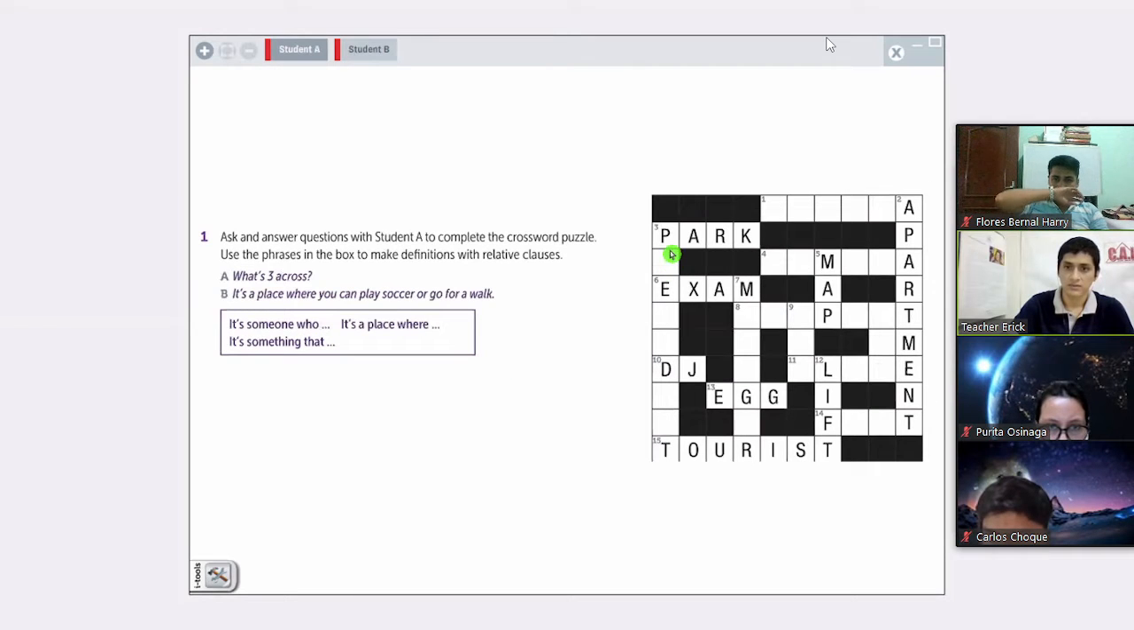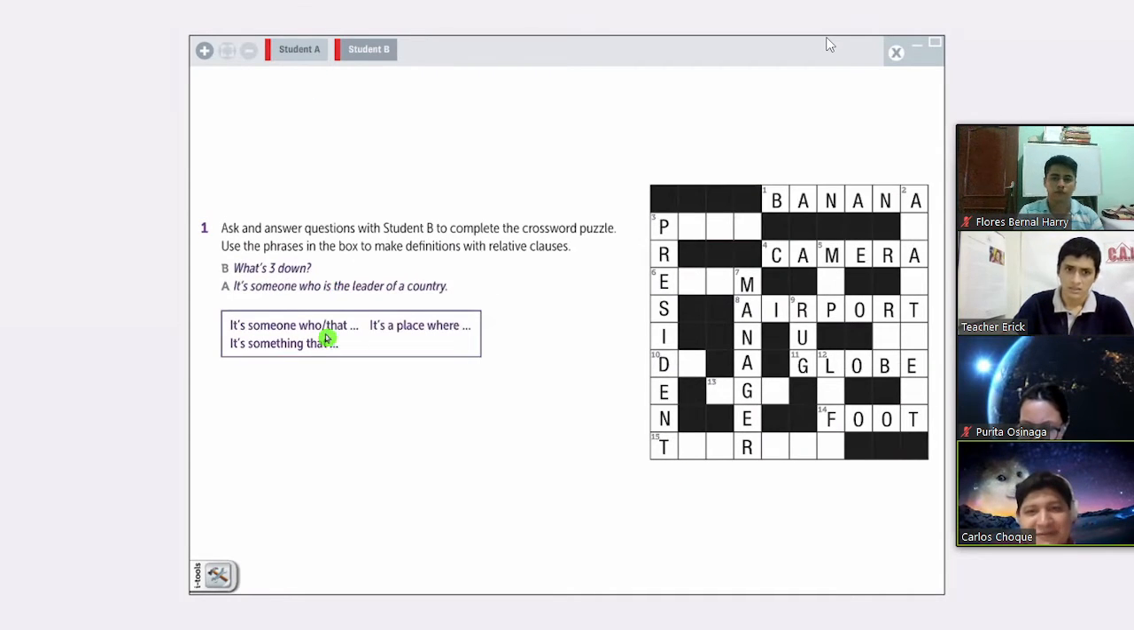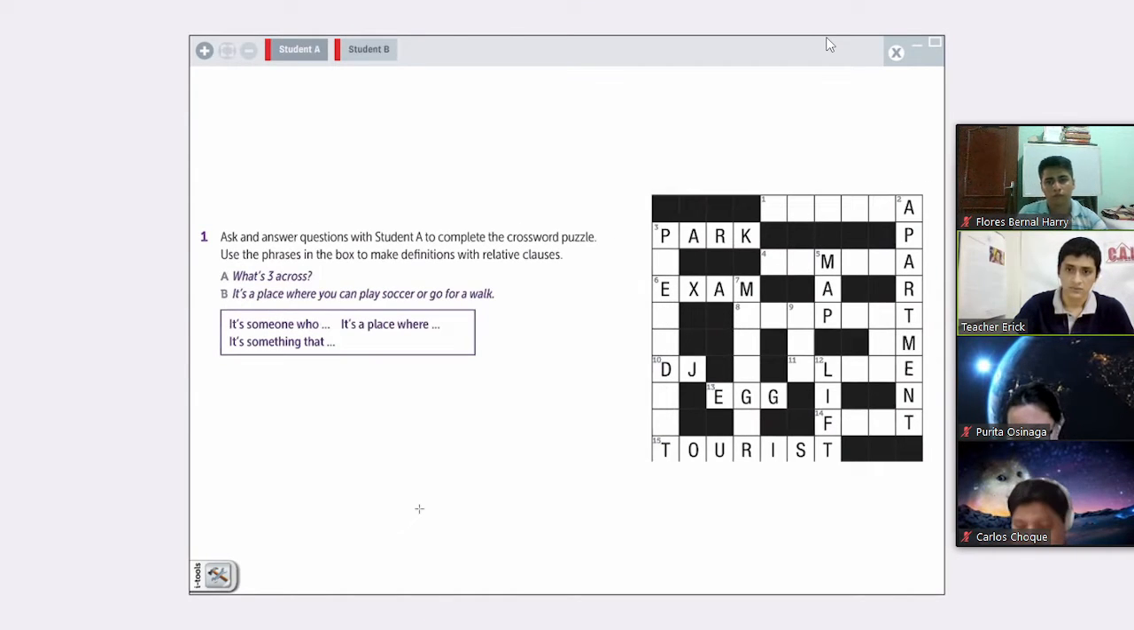So 3 down, okay, como no tenemos 3 down, nos falta P-E-T-T. President. President, okay. What is, lo que tiene que hacer el estudiante B, what is 3 down? 3 down, tiene que preguntar, what is 3 down? Y estudiante A tiene que responder, así como el modelo que tenemos.